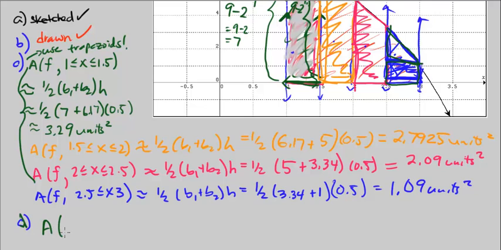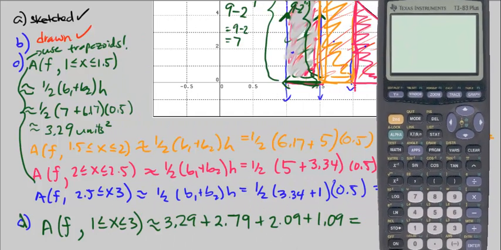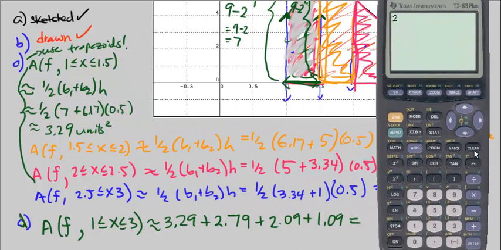So to find the area of F from 1 to 3 is going to be approximately, I want to add in all of the subregions I found. So it's 3.29 plus 2.79 plus 2.09 plus 1.09. And so add those together. Let's go ahead and plug it in: 3.29 plus 2.79 plus 2.09 plus 1.09.